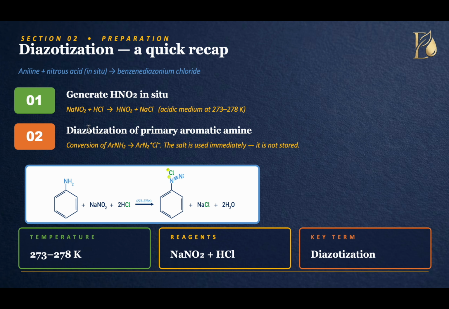Nitrous acid on treatment with aniline at 273 to 278 Kelvin will produce diazonium salt plus NaCl plus H2O. So this is diazonium salt preparation. What is the temperature? It should be 273 to 278 Kelvin. The reagents used are NaNO2 plus HCl. The key term used is diazotization. So this is the preparation of diazonium salts.